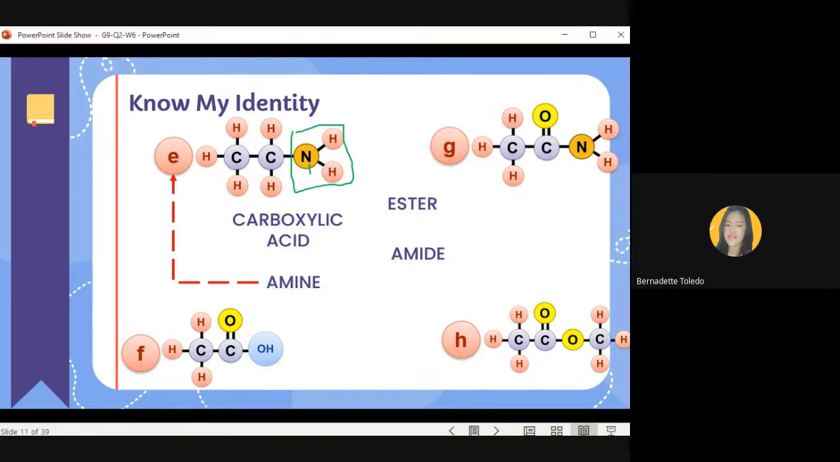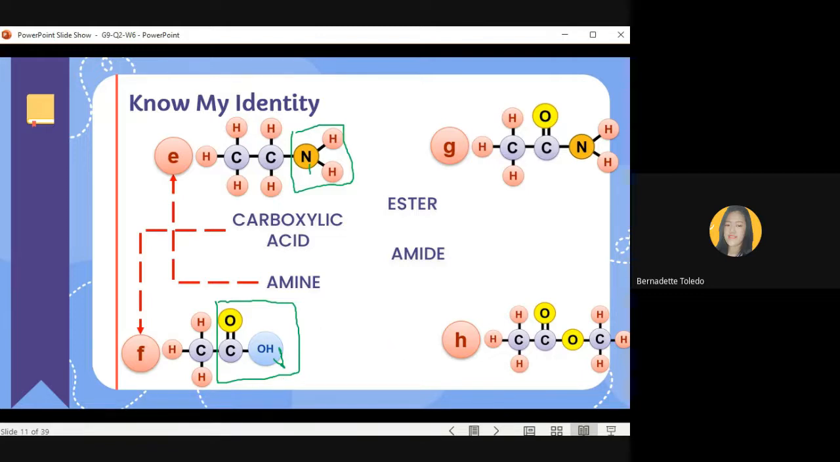Next, letter F. This is an example of a carboxylic acid. So as you can see here, ito yung kanyang functional group: an oxygen double bonded to carbon, and single bonded to a hydroxyl group. That is a carboxylic acid.